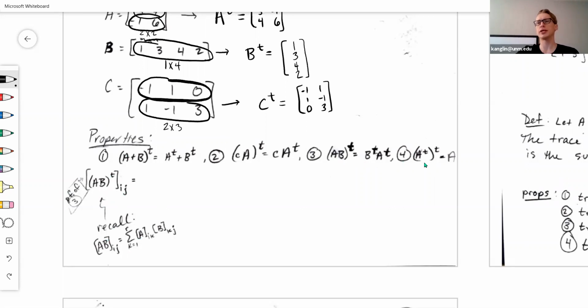The last of these properties might be pretty obvious why it works. A transpose transpose, so the transpose of the transpose, gives you A back, right? All the first transpose does inside of here is interchange the rows and columns. You do it again, you just switch them back, right? Switch the rows back to what were originally the rows.